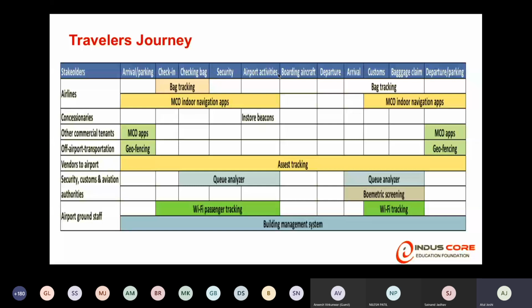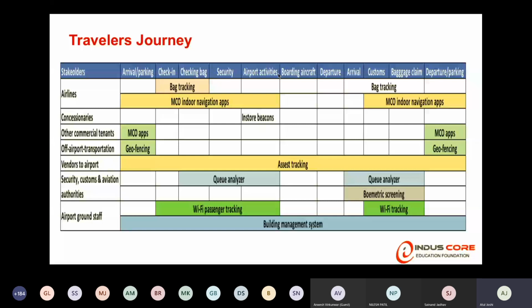And you can understand how many IoT kind of applications can be implemented in aircraft operations to improve the revenue. And just for your information, it's all revenue management. All airlines, everyone, is going for high technology implementations just to save their money. That's all. Now, vendors to airports, is all asset tracking.